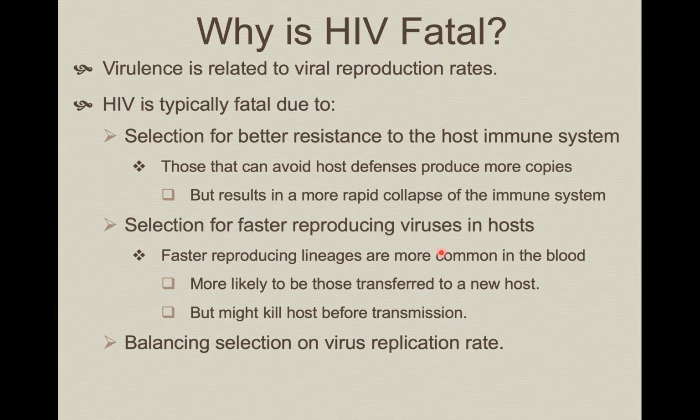And see, selection for a faster reproducing virus in the host would lead to an increased frequency of the virions in the blood. So if you're reproducing faster, there's going to be a higher concentration in the blood, which translates into a greater likelihood that you'll be able to transfer your viruses from one host to the next.